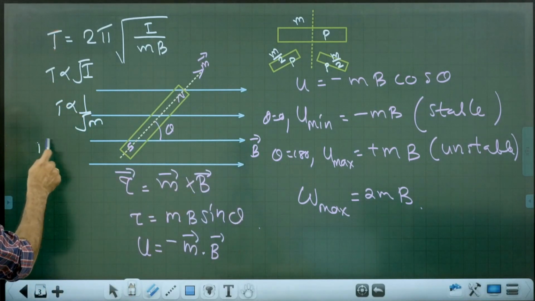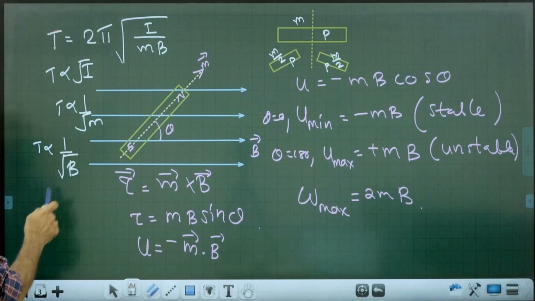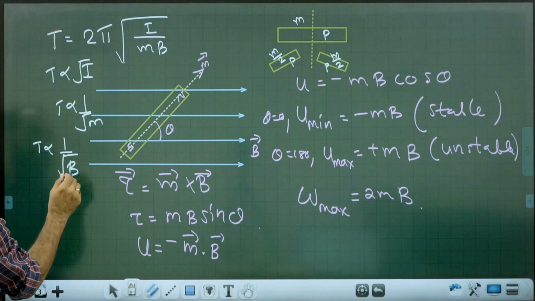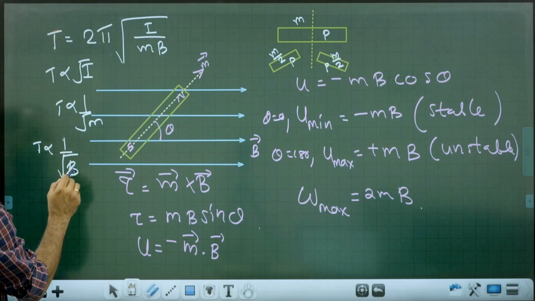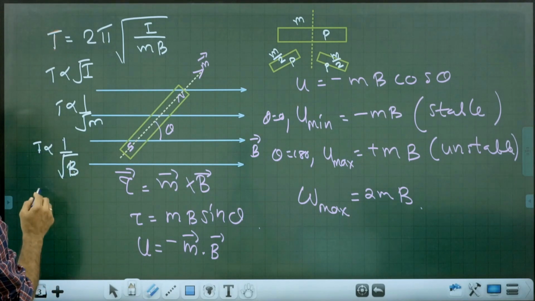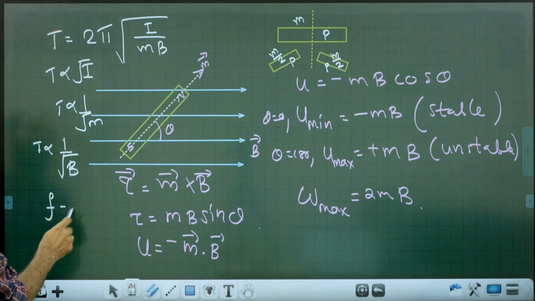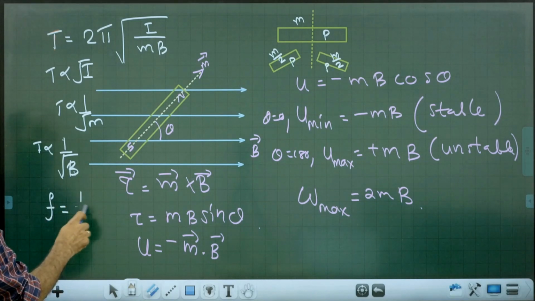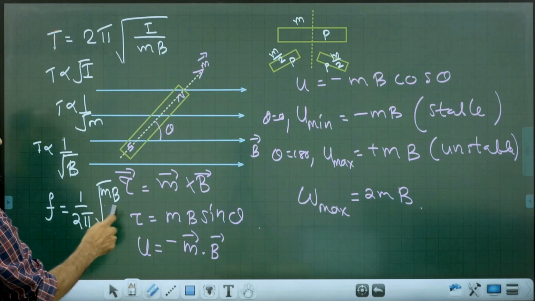Other one, T proportional to 1 by square root of B, where B is the external magnetic field. On doubling the external field, period becomes 1 by root 2 times. On quadrupling the magnetic field, period becomes half. Similarly, you try to find out the formula for the frequency. Frequency is reciprocal of time period, which is nothing but 1 by 2 pi root mB divided by I.